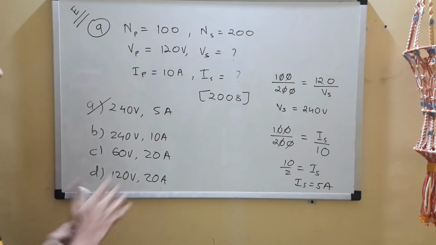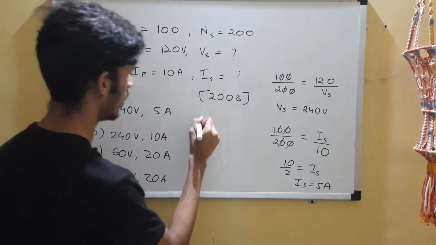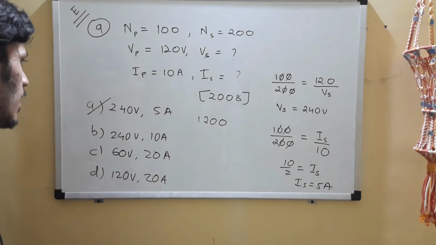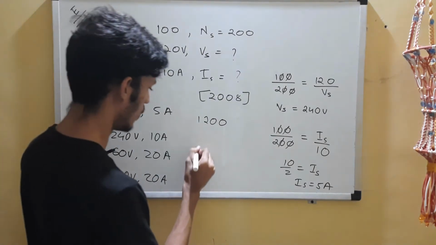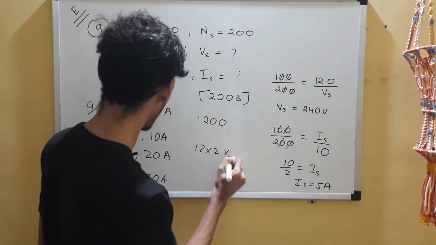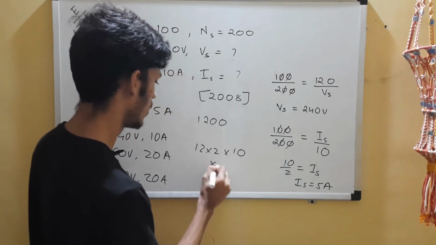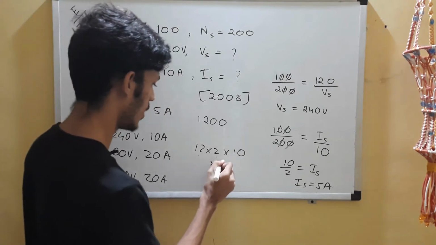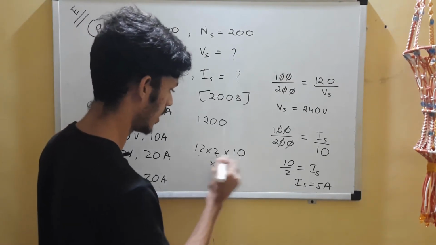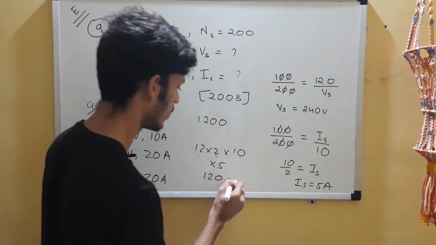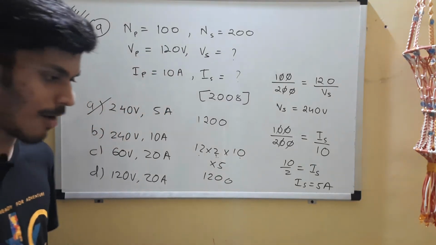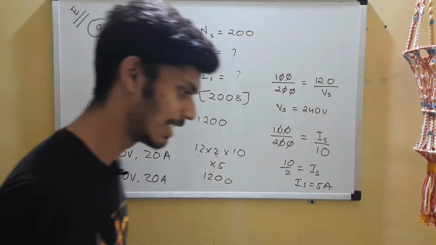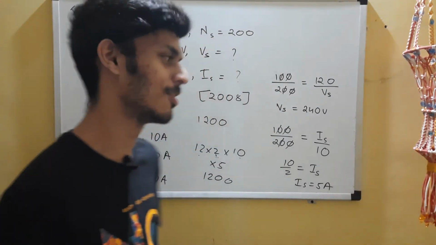Here you can see the power is 1200, and here also it will be the same, right? 240 into 5, I can write it this way. 5 into 4 is 20... 10 tens are 100, and yeah, again it's 1200. So power is conserved, right? Input power equals output power for an ideal transformer, that is the concept of transformers.